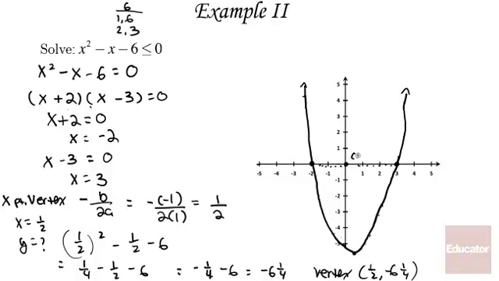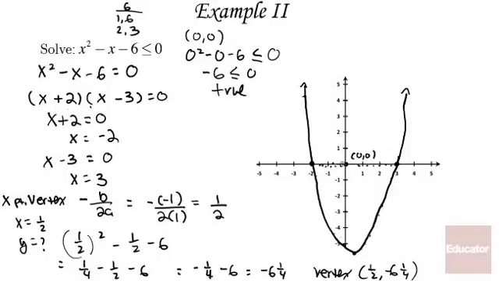Test point of (0, 0). Substitute in 0 here. If my test point is (0, 0), I'm going to get 0 squared minus 0 minus 6 is less than or equal to 0. Or negative 6 is less than or equal to 0. And that is true. Since that's true, this is part of the solution set.